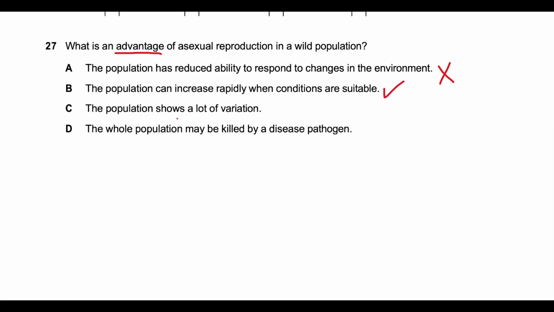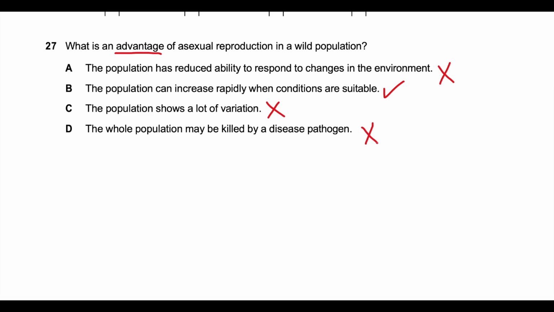C. The population shows a lot of variation. That's wrong, because this is not sexual reproduction, so we will have offspring identical to the parents. D. The whole population may be killed by a disease pathogen. This is right, but also this is a disadvantage.